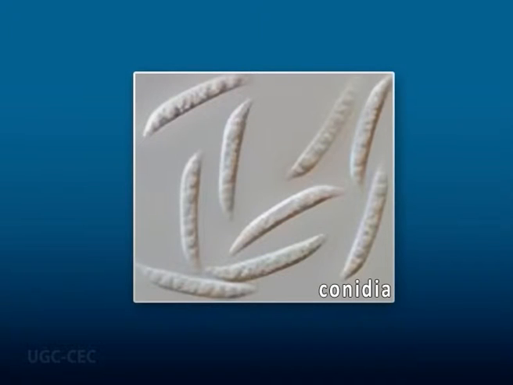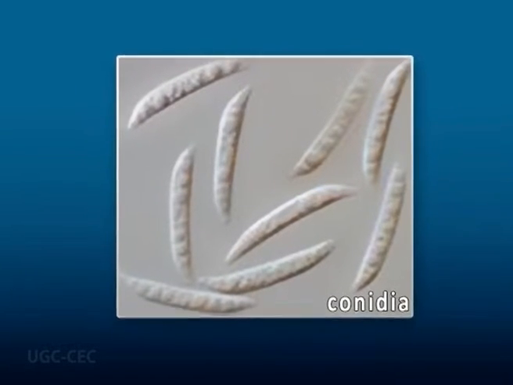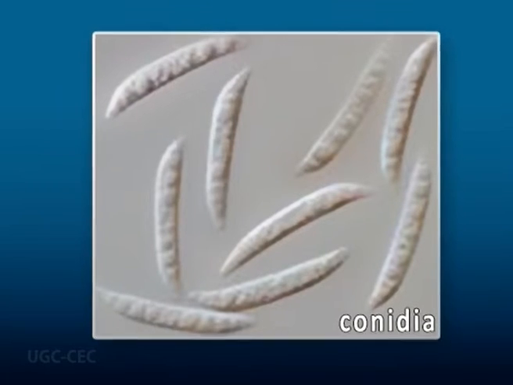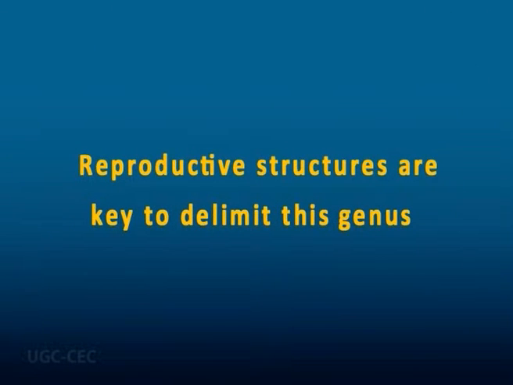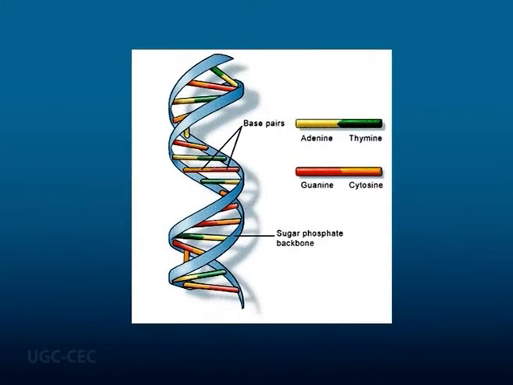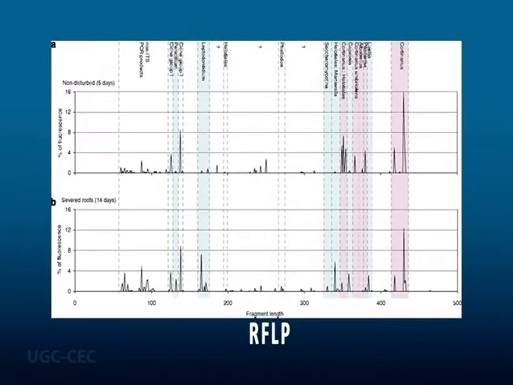Morphological characters such as shape and size of conidia, setae, and appressoria have been used to characterize various Colletotrichum species. Reproductive structures are key to delimit this genus. The most significant advances in the taxonomy of this genus have been obtained from various approaches based on the analysis of nucleic acids, like restriction fragment length polymorphisms, that is, RFLPs.